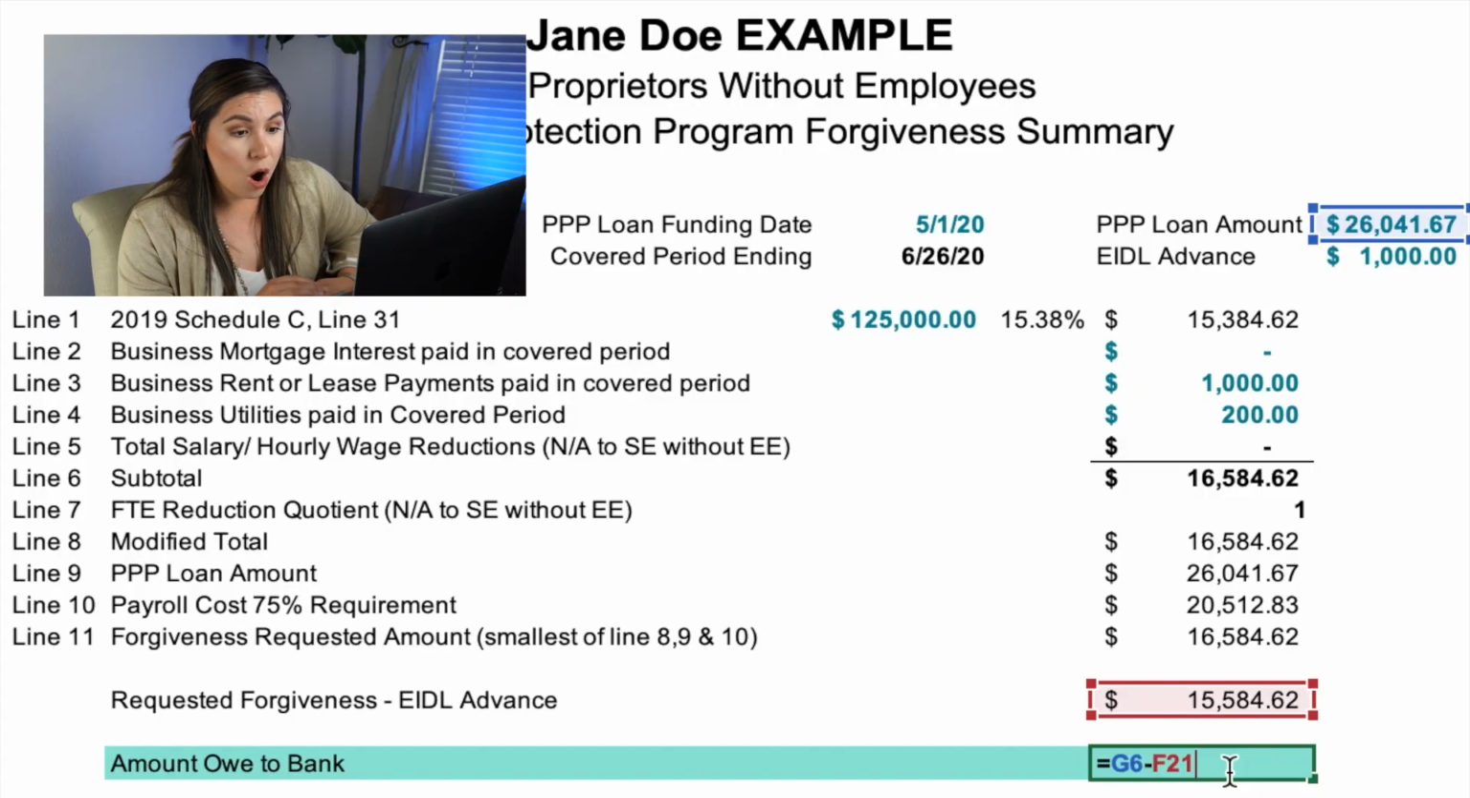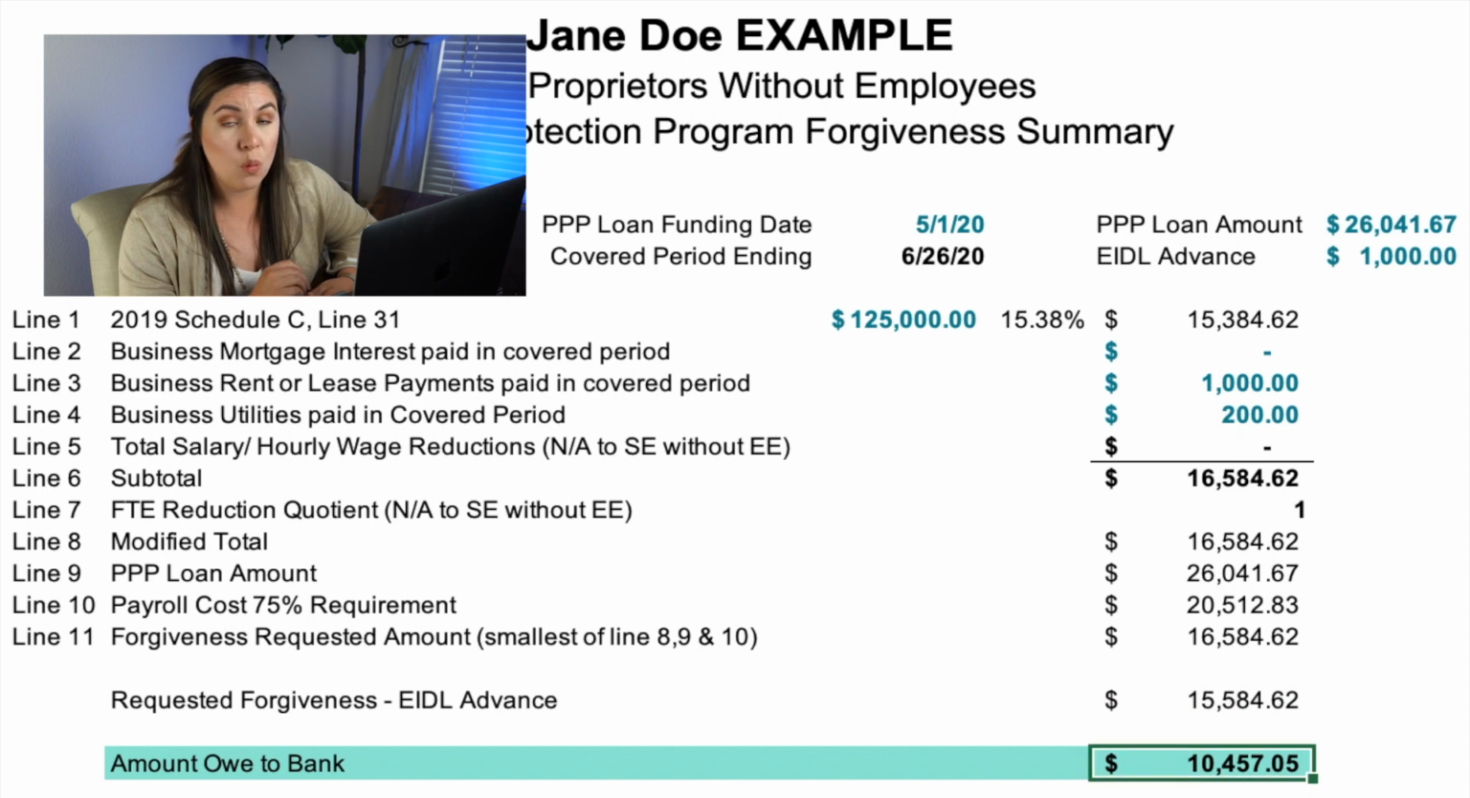So I want to know as an accountant, and probably you want to know as a business owner, how much your loan is actually going to be. So if we take our PPP loan amount and we subtract it by what we're requesting as forgiveness, that's going to give you what your potential loan is going to be. Now, guys, this is so important. You need to do this well in advance.